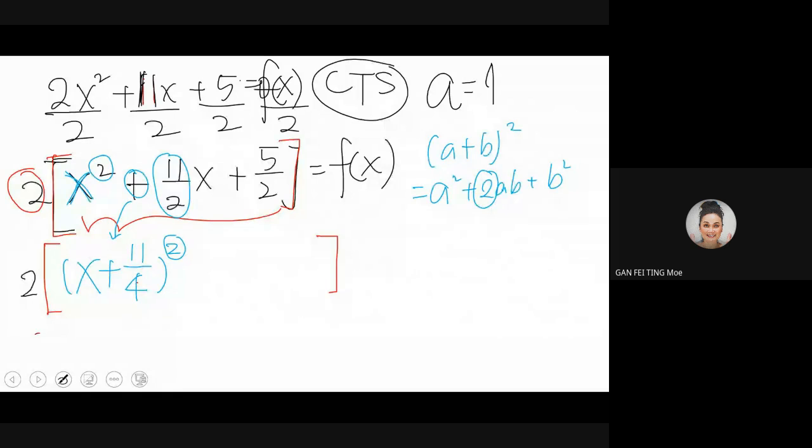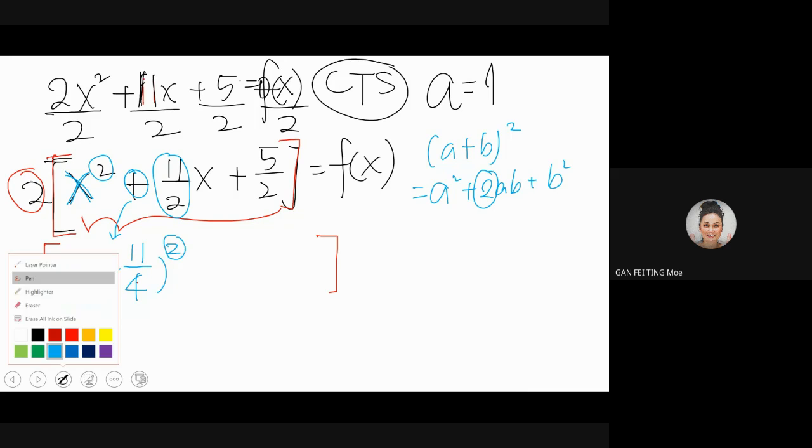Get your calculator, 11 over 2 divided by 2. You get 11 over 4. Right. Okay. Then after that, follow. Use green color. Remember, green color is not so nice to see.